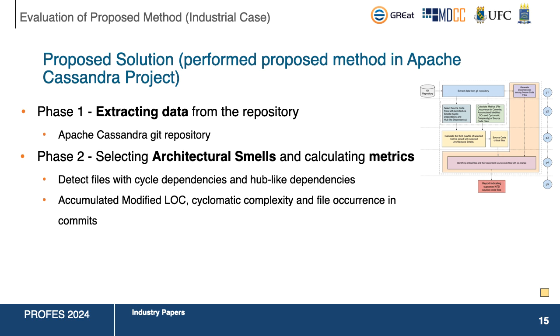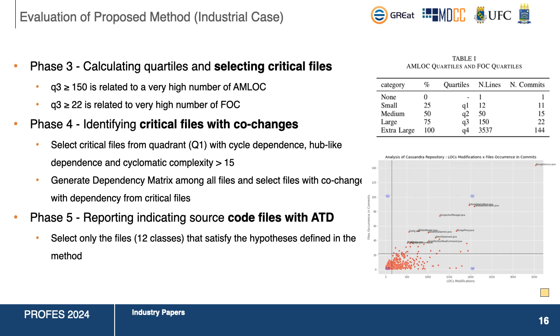Next, these are some details about the proposed method using DSM. In phase 1, we extract the data from the repository, more specifically the Git repository of Apache Cassandra. In phase 2, we select architecture smells and calculate metrics using specific thresholds. In phase 3, we calculate quartiles and select critical files using the third quartile to select Imlock and Fock.